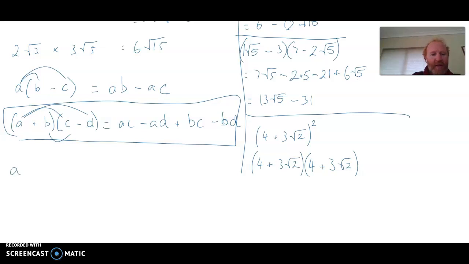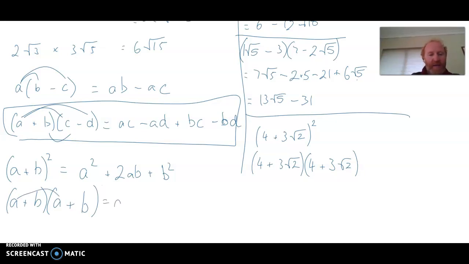Now we could go through and multiply that out exactly the same as we've done before, or we could remember another rule, and that is that any time I have (a plus b) squared, that's equivalent to a squared plus 2ab plus b squared. Now, if you're not sure of where that comes from, just go through and multiply the parts out. A times a is a squared, a times b is ab, a times b is ab, and there's my 2ab. B times b is b squared.